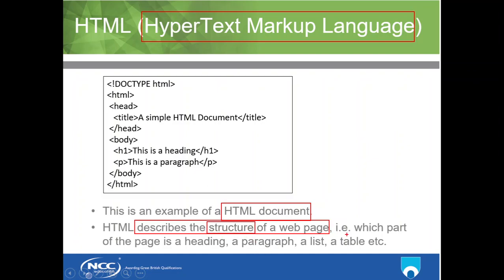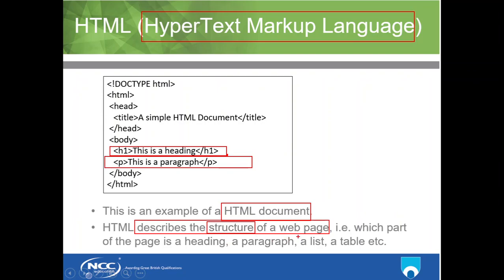HTML is used to specify which part of the document, for example, is going to be a heading. These are called tags. The H1 tag is used to specify that this text is going to be a heading 1 text, so it's going to be bolded and bigger than, for example, this text here. P is a tag that is used to specify a paragraph. So this is just going to be a paragraph, while this is going to be a heading. That is what we mean when we talk about the structure of the web page.